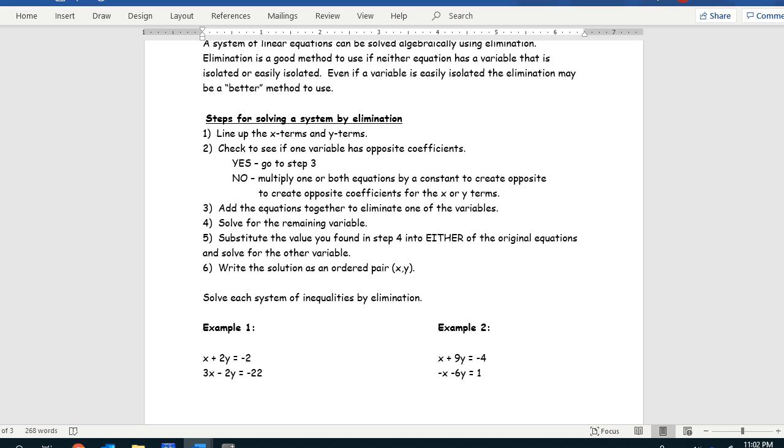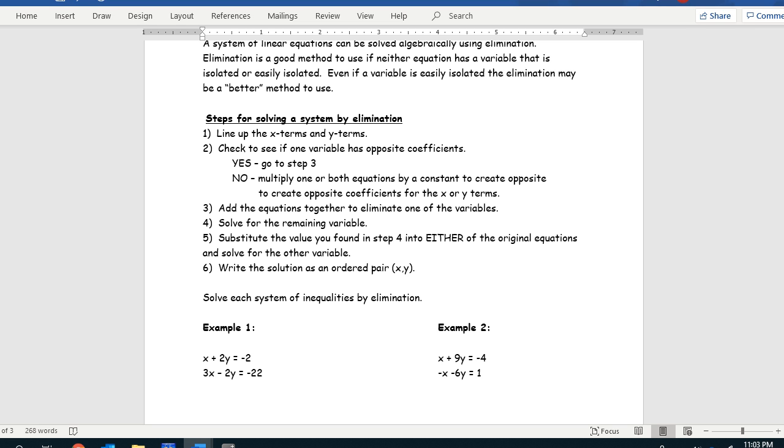They'll be on the left. The constant will be on the right. Once you get them lined up, you're going to check to see if one of the variables has opposite coefficients. If they do, that makes the problem go a lot quicker. If they don't, you'll have to multiply one or both of the equations to make opposite coefficients.